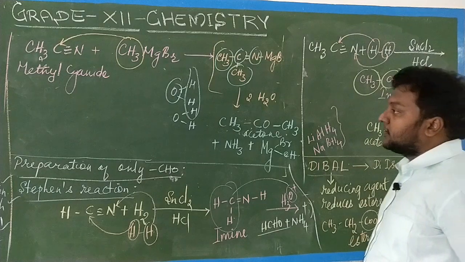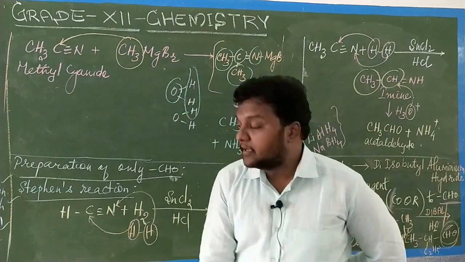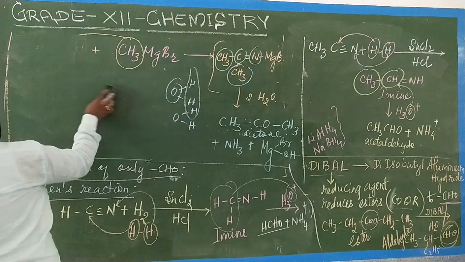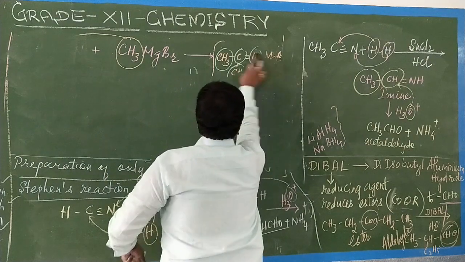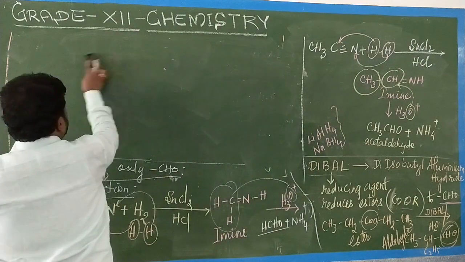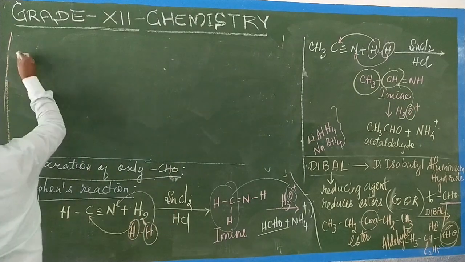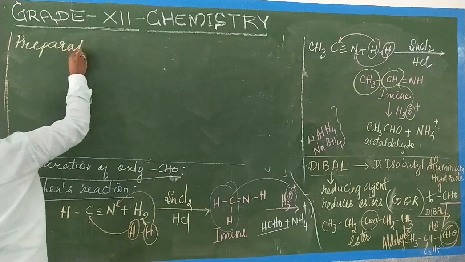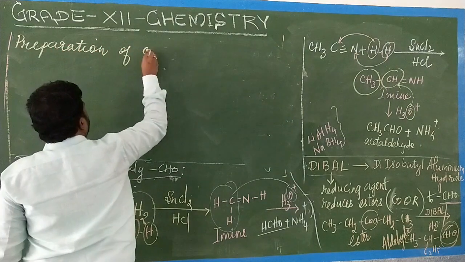Now we go for the preparation of aromatic aldehydes and ketones. There are 4 methods of preparation, the last ones. That also we will finish off now, that is preparation of aromatic aldehydes.